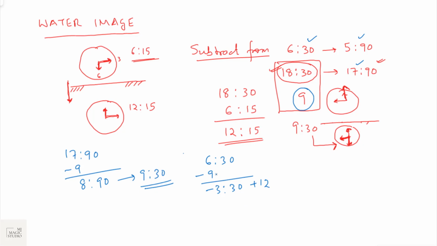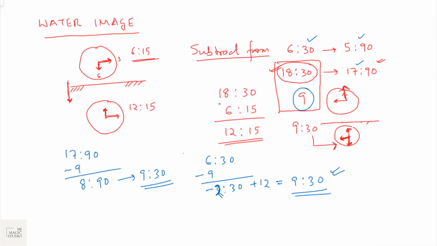Fine. So 6:30 minus 9 is not 3:30, it is 2:30. So minus 2:30 plus 12 will give again 9:30. So whatever format you select, you need to be sure with what you are doing. If you are getting the difference in negative, add 12, you will get the time. So whenever you think that the number is bigger than 6:30 or 5:90, use 18:30 to be in the best position.